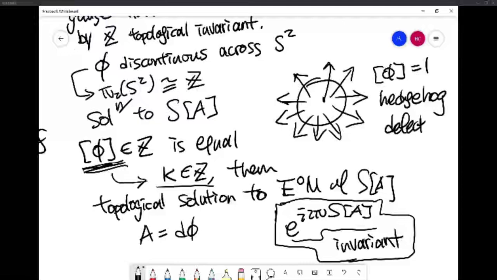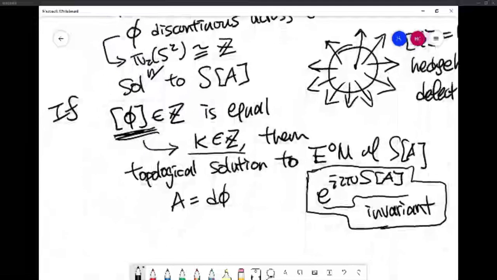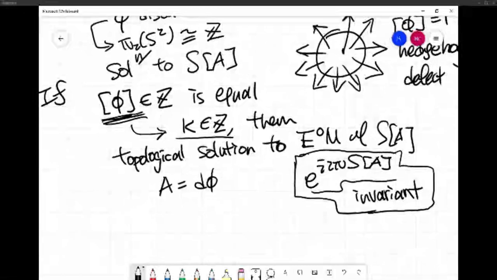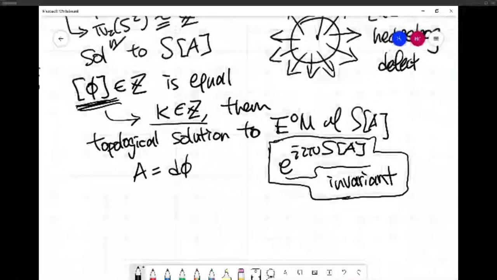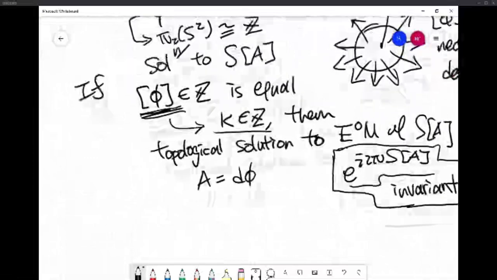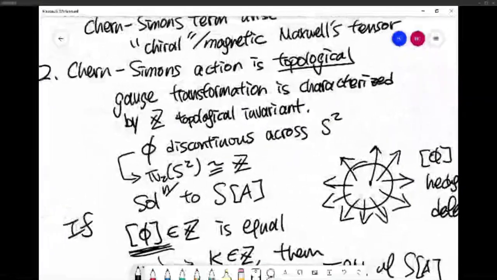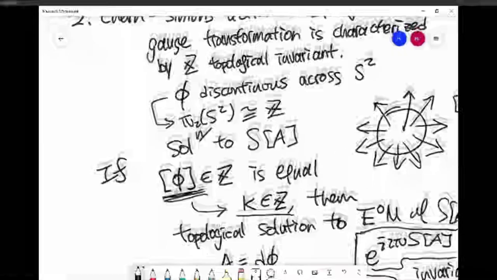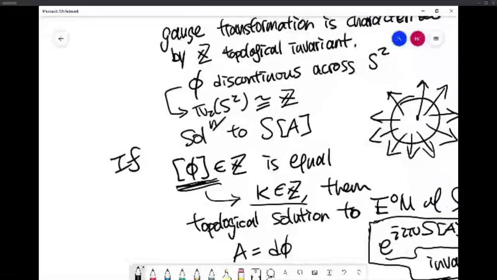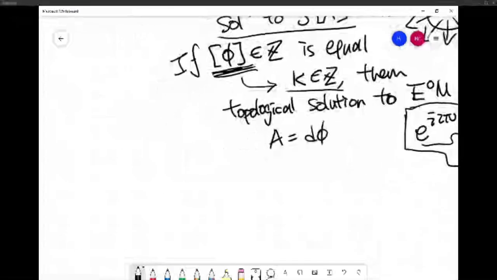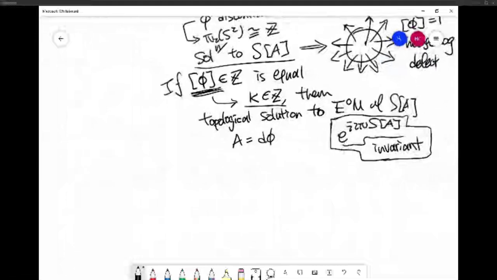But the thing is, right, okay. What do I want to say next? Topological gauge transformation characterized. Say topological if, okay. All right, so that concludes what I want to say about the Abelian Chern-Simons theory for now.